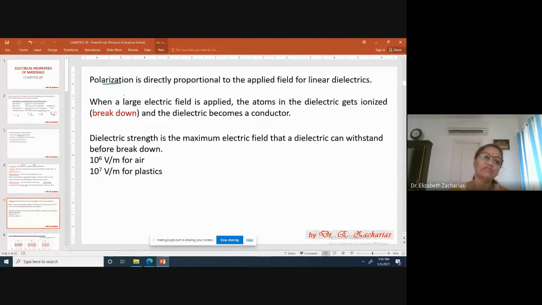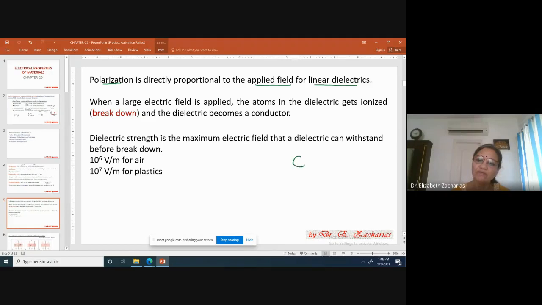But certain materials are not dipoles. They become polarized. I gave you the example of paper, for example. They become polarized when you apply an electric field. And what happens is the polarization will be directly proportional to the amount of electric field that you apply. And those classes of materials are called linear dielectrics.